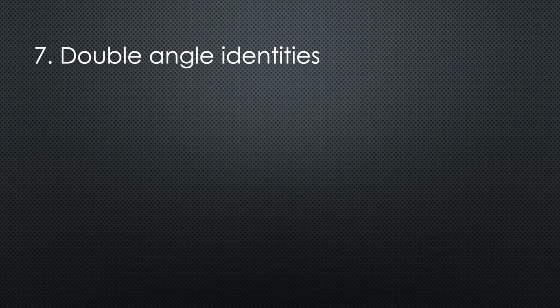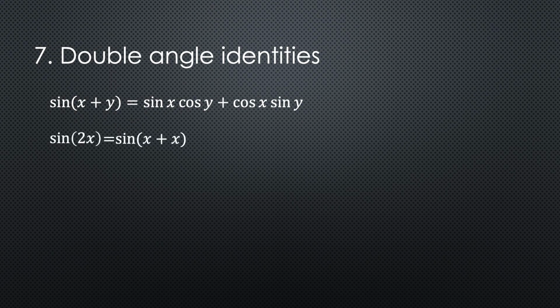Next one is double angle identities. Double angle identities can be directly derived from sum and difference identities. We know that sine x plus y equals sine x cosine y plus cosine x sine y. And sine of 2x is sine of x plus x. Now we just need to simply replace y with x. And we can easily get sine 2x equals 2 sine x cosine x.